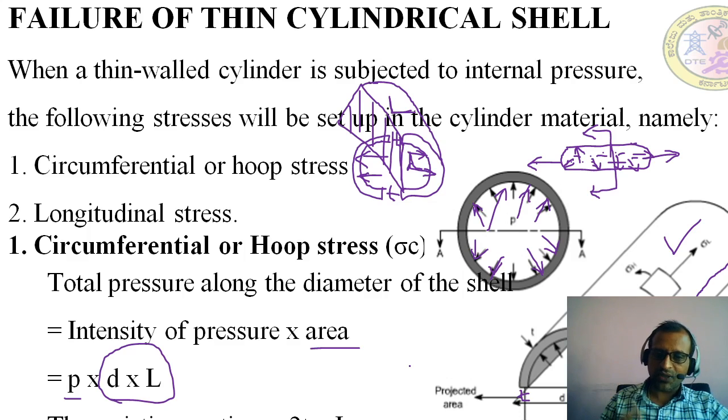When the internal pressure pushes, then only it will fail along these two areas. So now we can find out the resisting section. Resisting section means this is T into L on one side, T into L on the other side, so it becomes 2T into L.